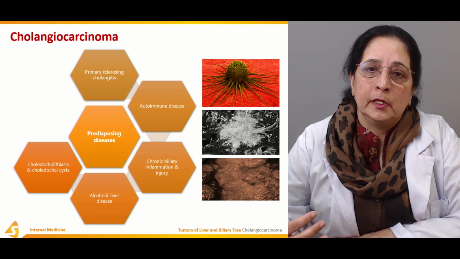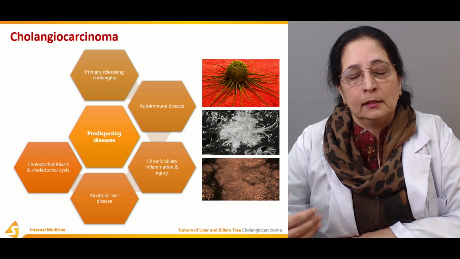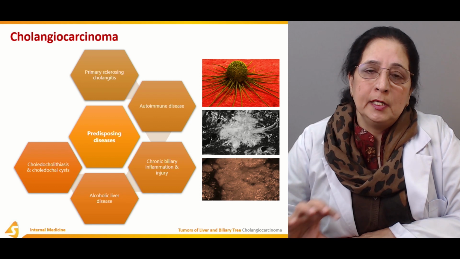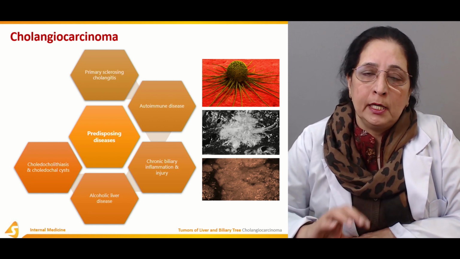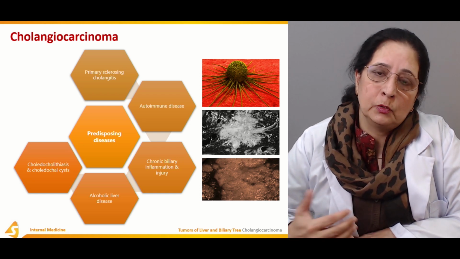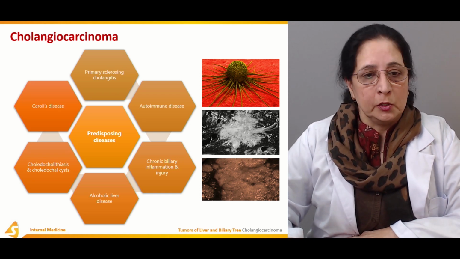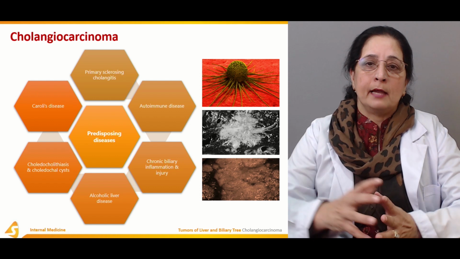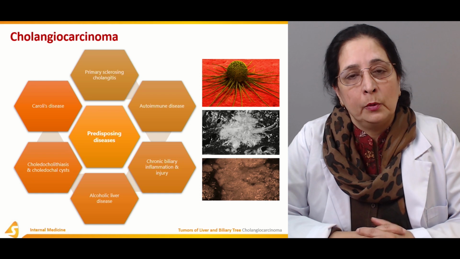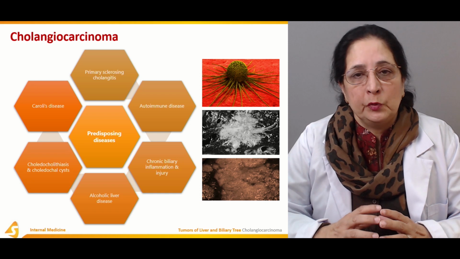Choledocholithiasis: litho is for the stone and choledocho is for the bile ducts and biliary tree. So it is the presence of any stone in the biliary tree or bile ducts, and the cyst can also lead to cholangiocarcinoma. And then finally we have a disease known as Caroli's disease. It can also lead to cholangiocarcinoma. So these are some predisposing diseases.